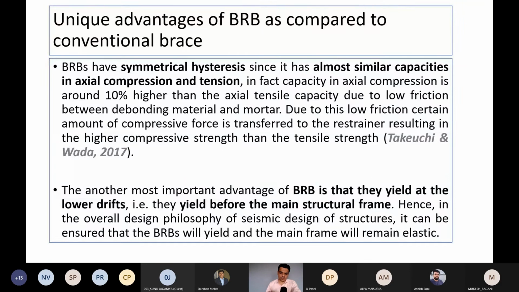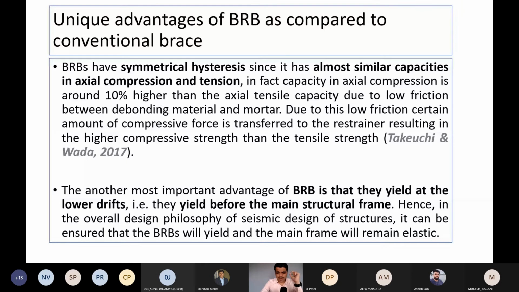So the unique advantages of BRB as compared to the conventional braces, if we have to note them down. First of all, BRBs have symmetrical hysteresis. Why symmetrical? Because it has almost similar capacity in axial compression and tension. In fact, if we take actual statistics of the capacity, then the capacity in axial compression is actually 10% higher than the axial tensile capacity. So why is it 10% higher?